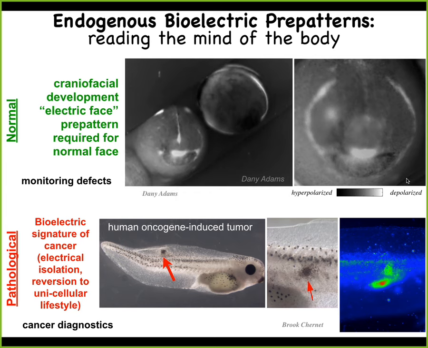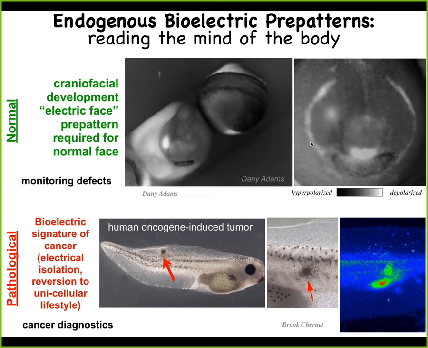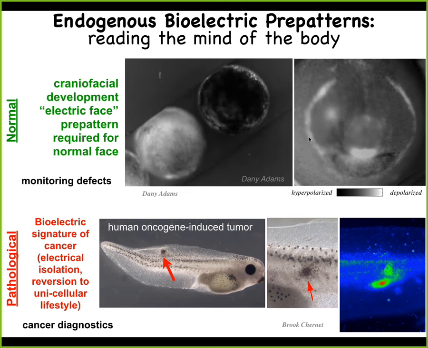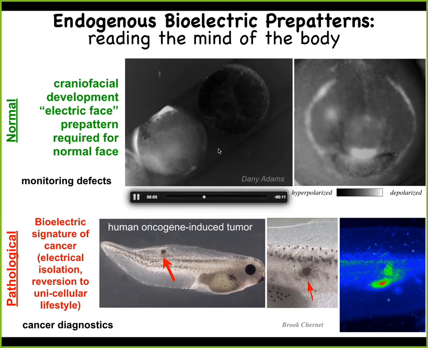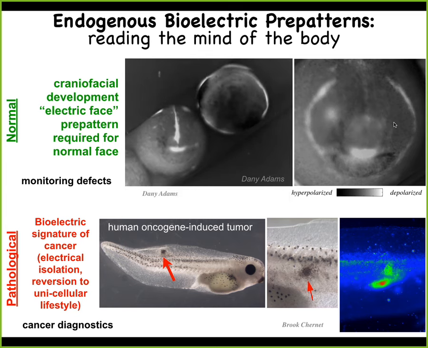So what we're seeing is the pre-pattern. We're seeing the informational scaffold that these cells are going to use to turn on specific genes and ultimately create a vertebrate face. And as I'll show you in a minute, this pattern is essential to being able to reach that goal.